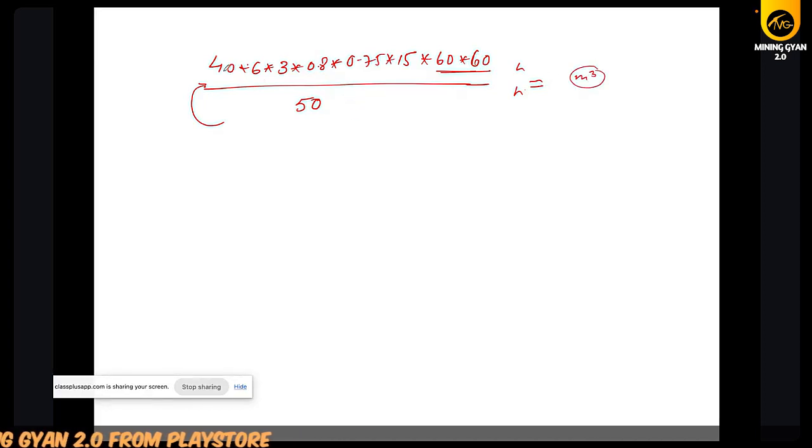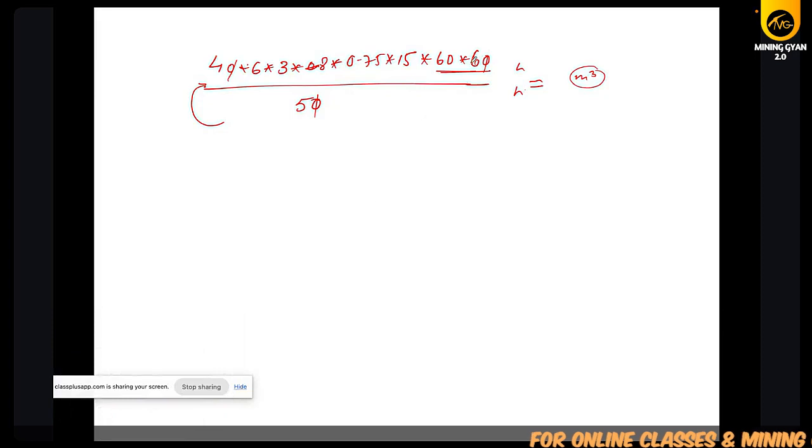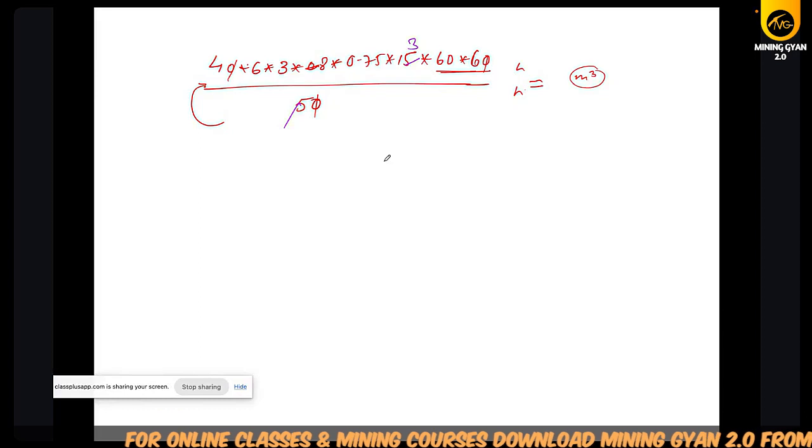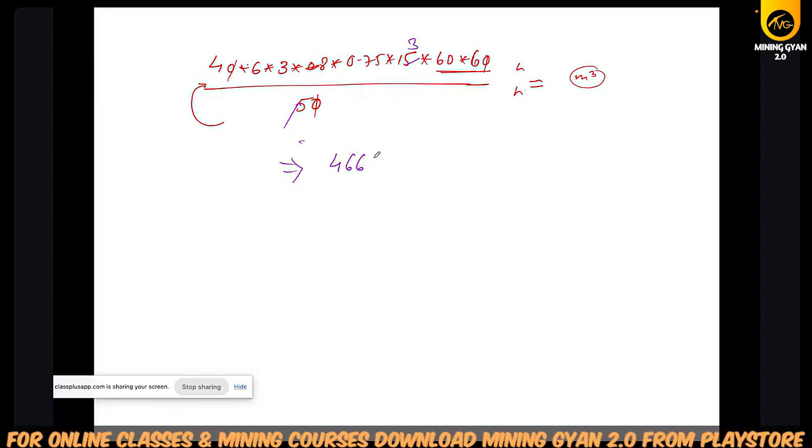है ना? So now this is just a calculation part. Just multiply, and you will get your answer. It will be 466560 meter cube.